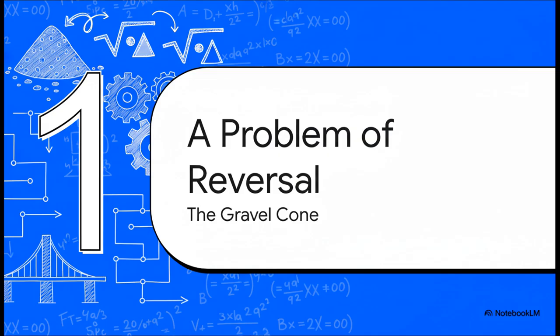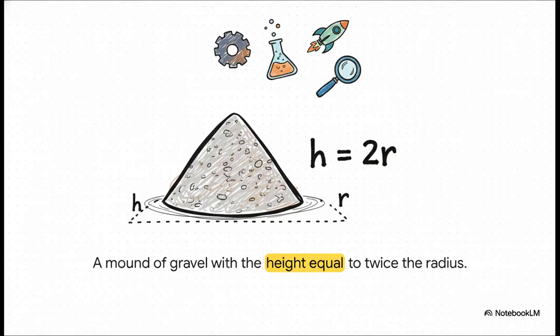To really get what I'm talking about, we're going to start with a real-world problem. A very down-to-earth one, you could say. Let's talk about a big old cone of gravel. So, picture this. You're running a landscaping business. You sell gravel, and you pile it up in these big cones. And you know the shape is always the same. The height is always exactly twice the radius.